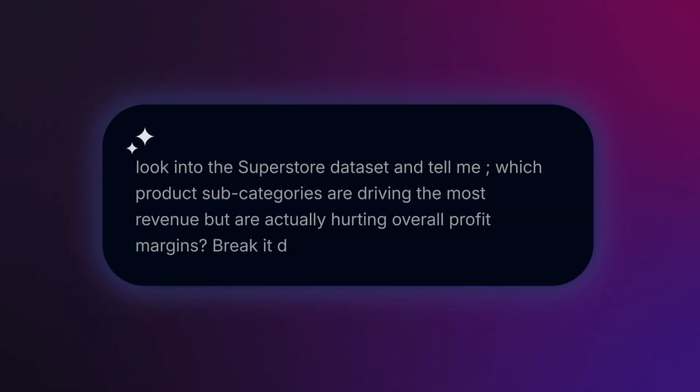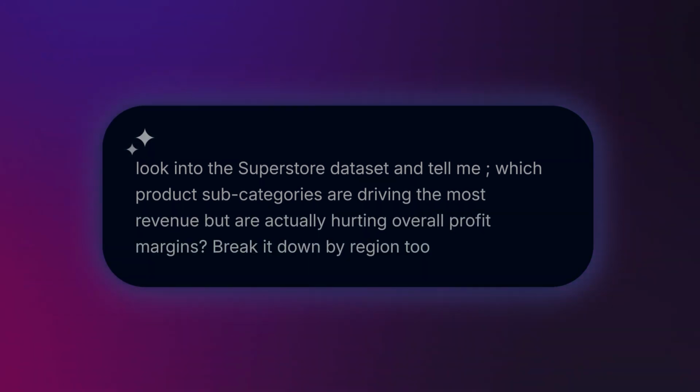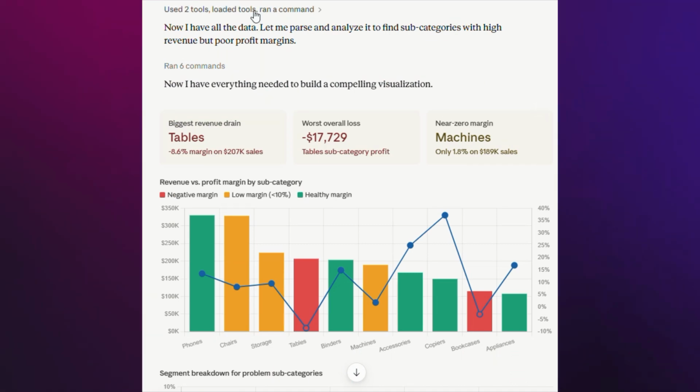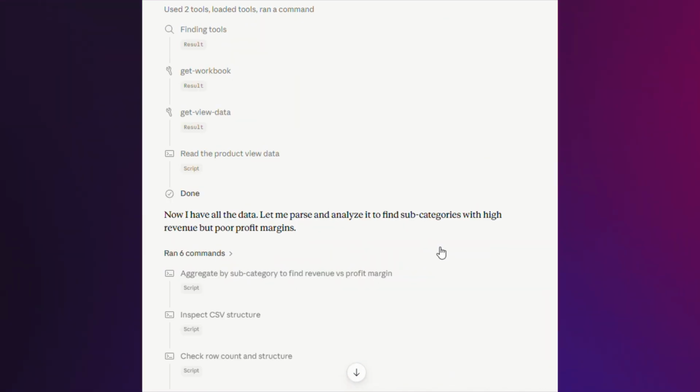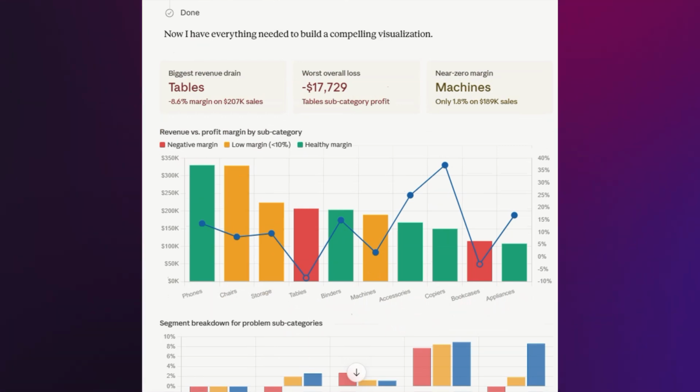Which product subcategories are driving revenue but quietly killing our profit margins? Watch what happens here. Tableau MCP doesn't just fetch a table. It exposes the workbook structure, surfaces the right view, and hands Claude exactly the data it needs to build a full visual breakdown, right inside the chat.